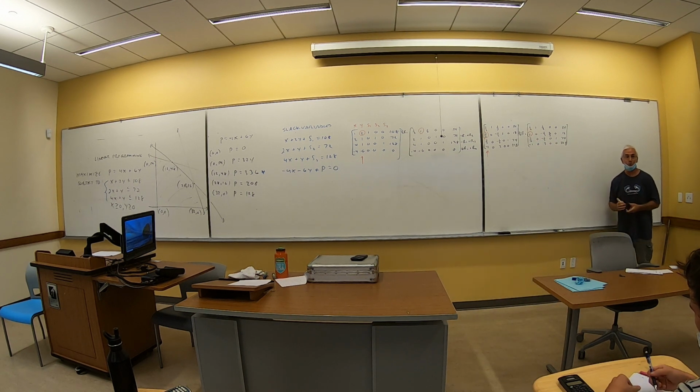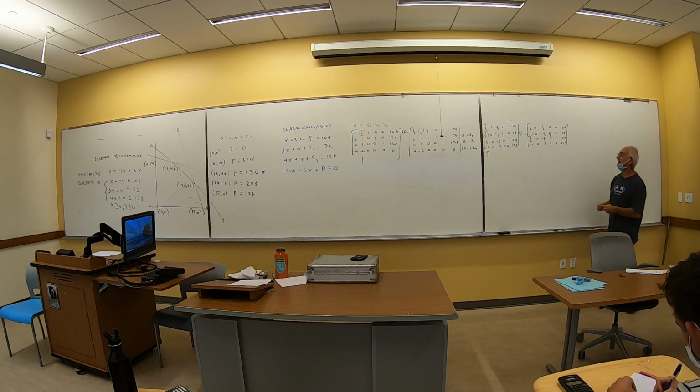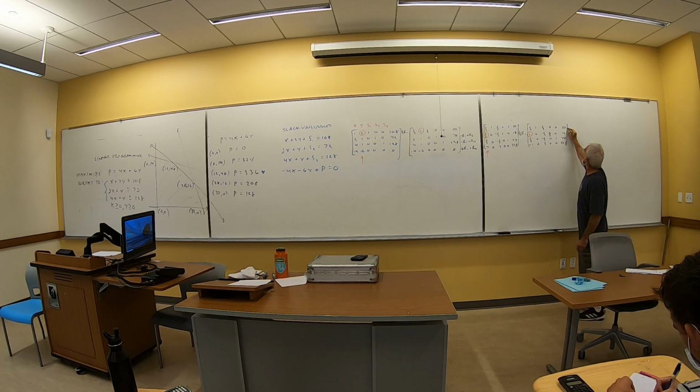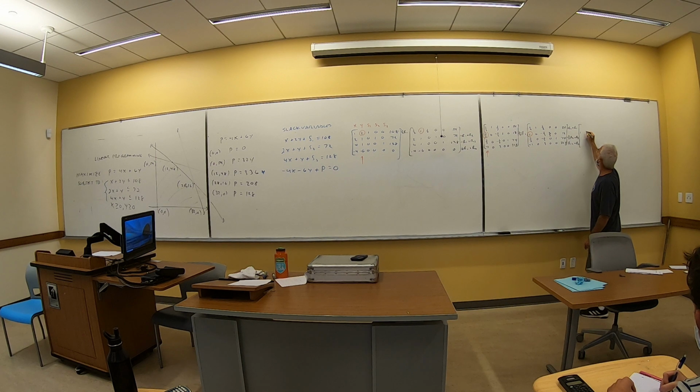I need that to be a unit column, so I'm going to go up and I'm going to go down. So I'm going to do negative a half of row 2 plus row 1. I'm going to do negative 7 halves row 2 plus row 3. And I'm going to simply do row 2 plus row 4. All right, so 0.